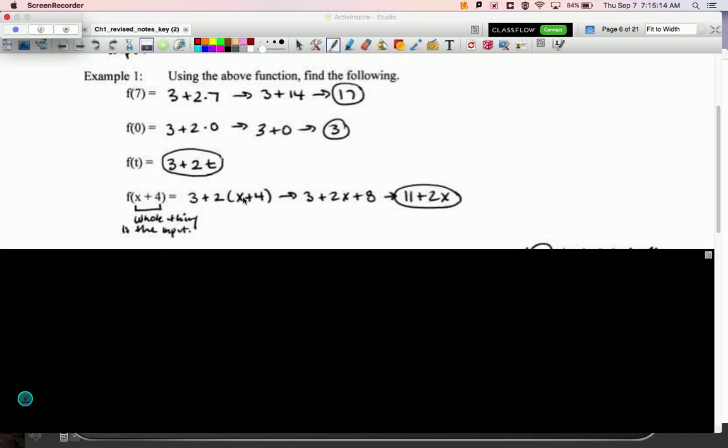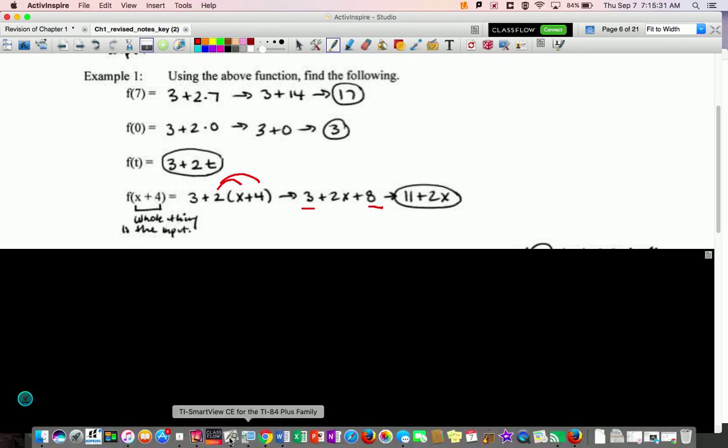We can put whole equations in, or functions, other stuff. So here we're putting in x plus 4. So what we want to do is distribute the 2 through both of these. And you can see we have like terms of 3 and 8. So the final answer is 11 plus 2x, or 2x plus 11.